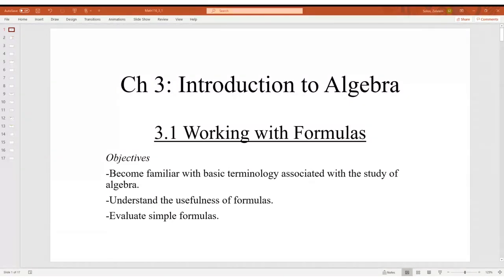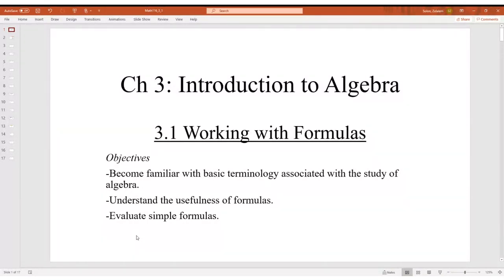Okay, guys, so let's start our lesson. So the lesson for today, the first one is 3.1, working with formulas. We are going to see some terminologies in algebra, and also we are going to understand why we need those formulas, and also we'll see how to evaluate those formulas. Given some parameters, we can easily evaluate another parameter.